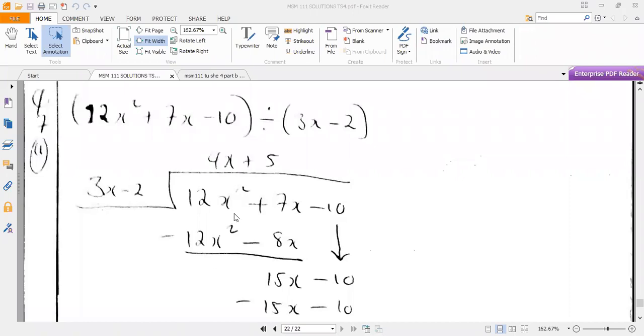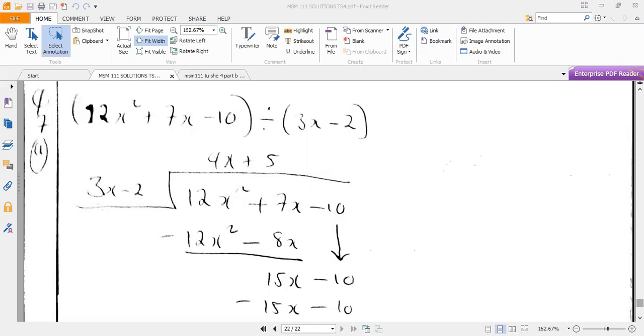So now when you have something like this, we simply subtract. We want to get rid of this part here. When you subtract these two, you know that the 12x squared and the 12x squared will go away, so these guys cancel. Now 7x minus negative 8x, the negative and negative becomes positive. 8 plus 7 is 15x. So when you have your 15x here, we know that we can divide again.